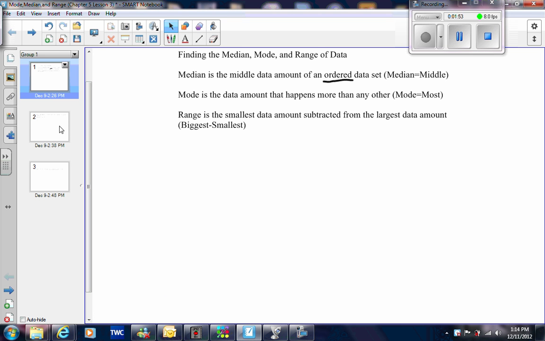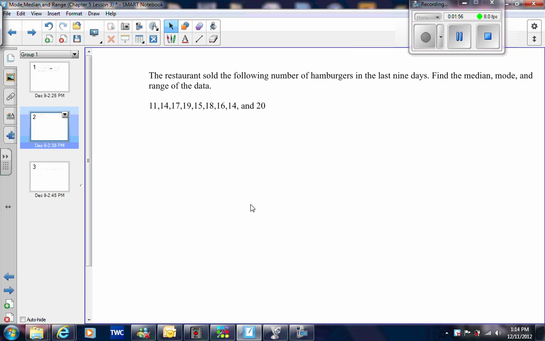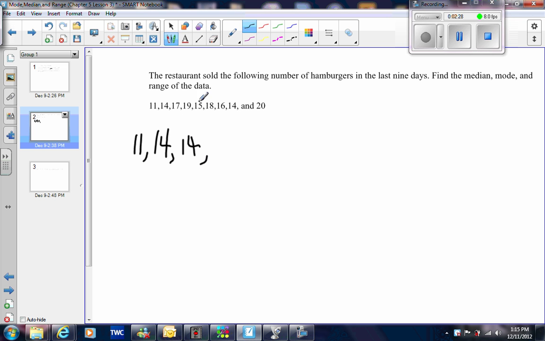All right, so let's try these on a couple of different data sets. The restaurant sold the following number of hamburgers in the last 9 days. Find the median, mode, and range of the data. First, I'll take the data and put them in order from least to greatest. So you have 11. What's next? Looks like 14 happens next. 14 happens again. And if data amounts happen more than once, you do have to write them both down. If it happens 3 times, you'd have to write it down 3 times.